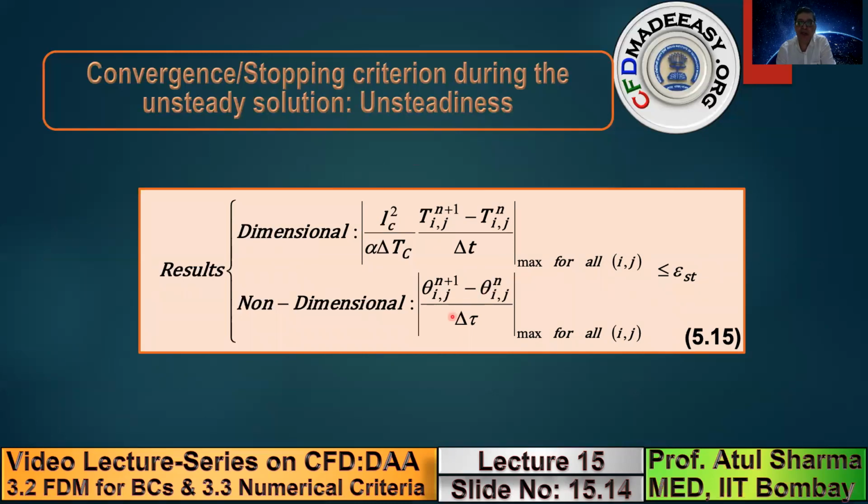However, when we are doing computation, we have the freedom and luxury that in our computer program, the variable for temperature can be in dimensional or non-dimensional form. So depending on whether you developed a dimensional program or a non-dimensional program: if dimensional, use this formula for convergence; if non-dimensional for temperature distribution, this is the formula that you use. So this is the expression that we use as a stopping criterion for the unsteady solutions.